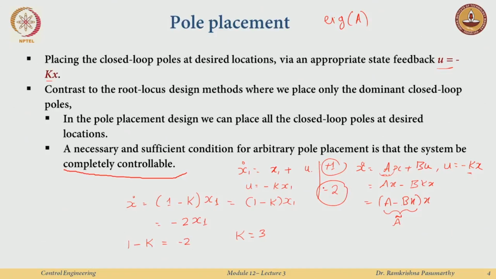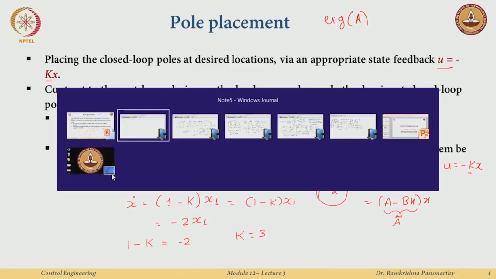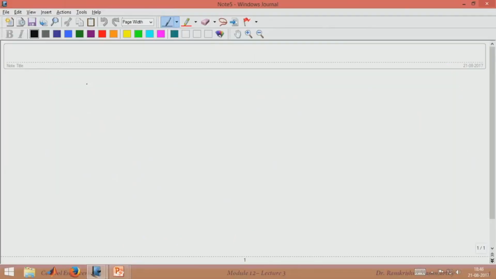Right. So, this is essentially the problem of pole placement. And what I said, a necessary and sufficient condition for arbitrary pole placement is that the entire system be controllable. So, let us do some more examples.